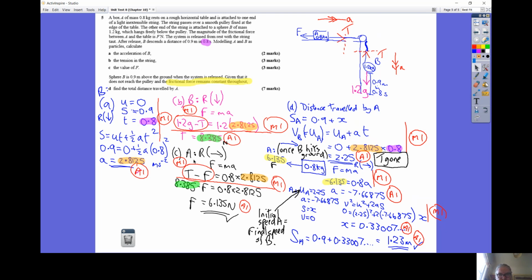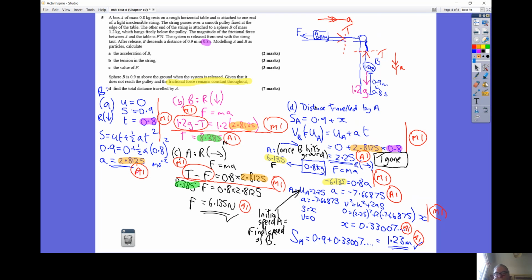Now for part C, we're being asked to work out the value of F. If we look at it from the point of view of A, we resolve in the direction of movement, which is to the right. Again, using F = ma. With the net force for A, the tension has got to outweigh the force because we're going left to right, so the tension must be bigger. So our net force is T minus F, equaling mass times acceleration. The mass of A is 0.8, and obviously its acceleration is the same, 2.8125. That allows us to work out that the force is 6.135.